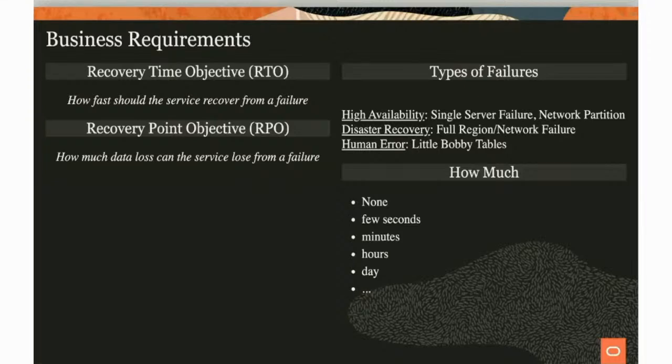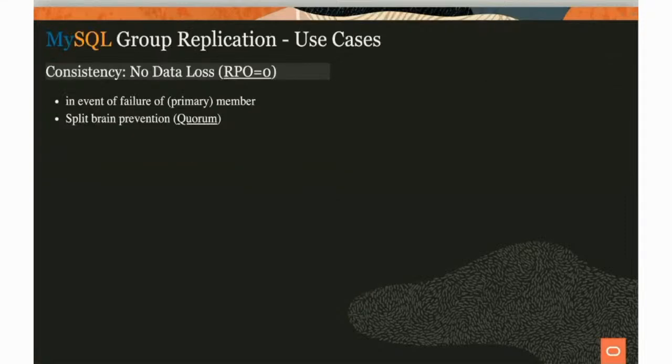Now, if we channel this back to group replication and the use cases, group replication gives you no data loss when a primary member or any member fails. So this is a single member failing, right? If we have 3 members and 2 members fail, that's 2 failures happening.